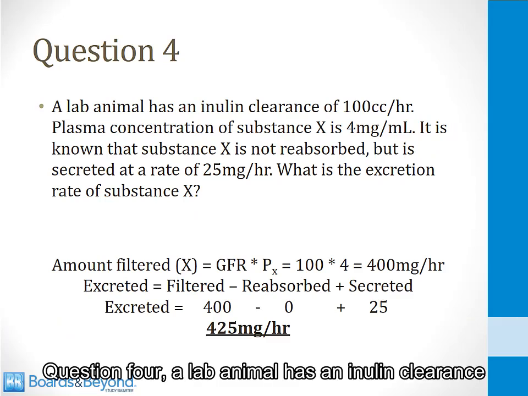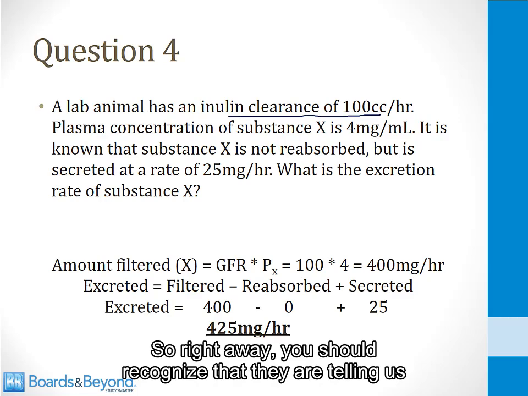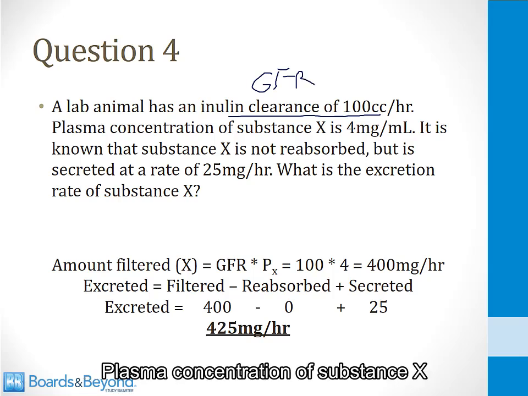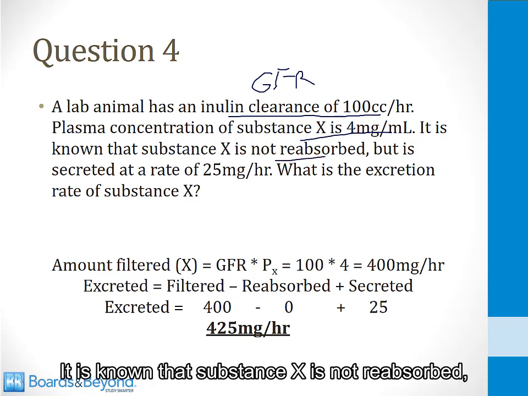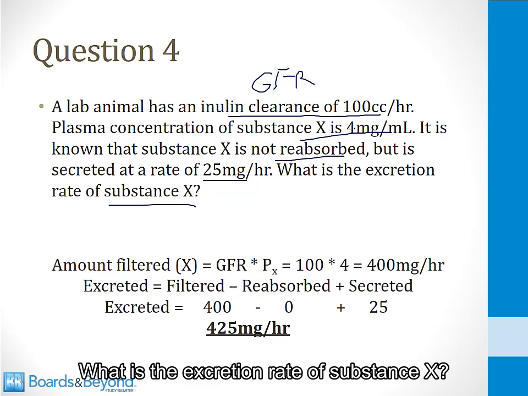Question 4. A lab animal has an inulin clearance of 100 cc's per hour. Right away you should recognize that they are telling us the GFR by giving us the inulin clearance. Plasma concentration of substance X is 4 milligrams per milliliter. It is known that substance X is not reabsorbed but is secreted at a rate of 25 milligrams per hour. What is the excretion rate of substance X?